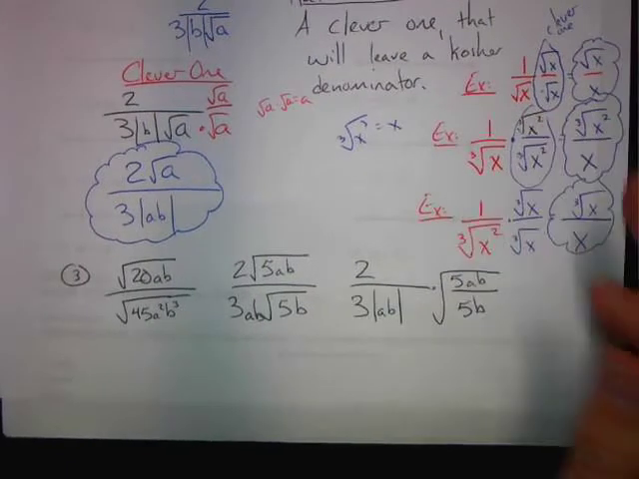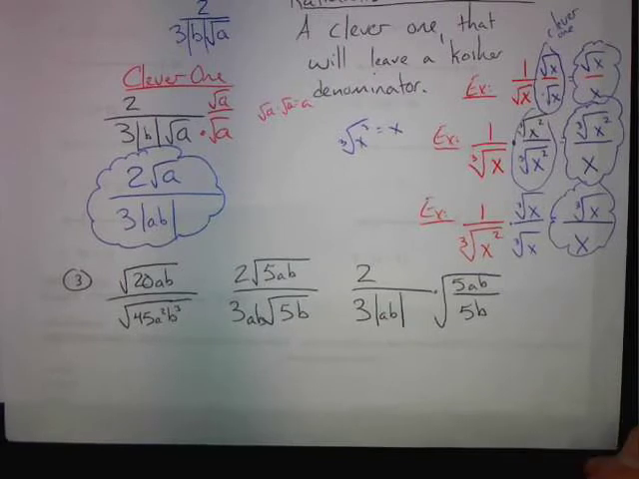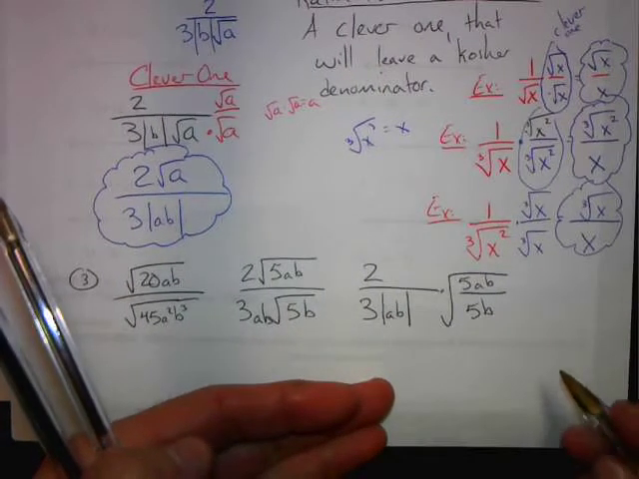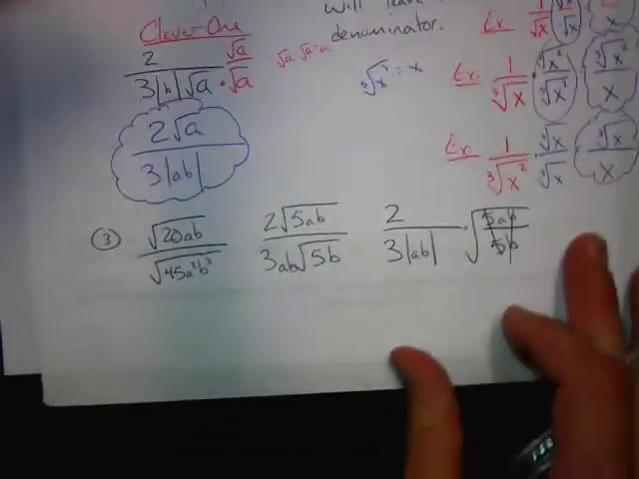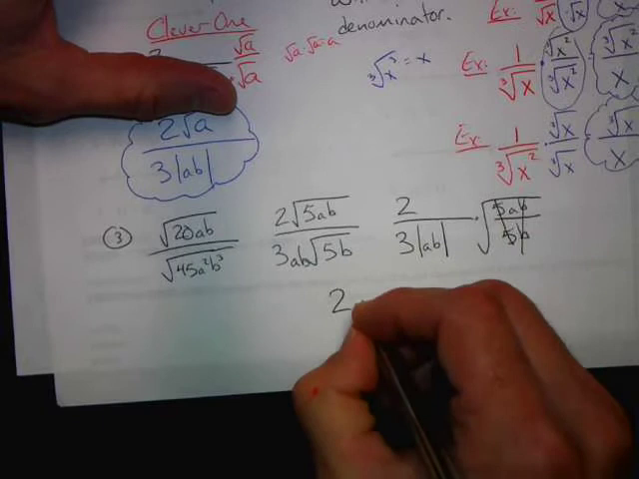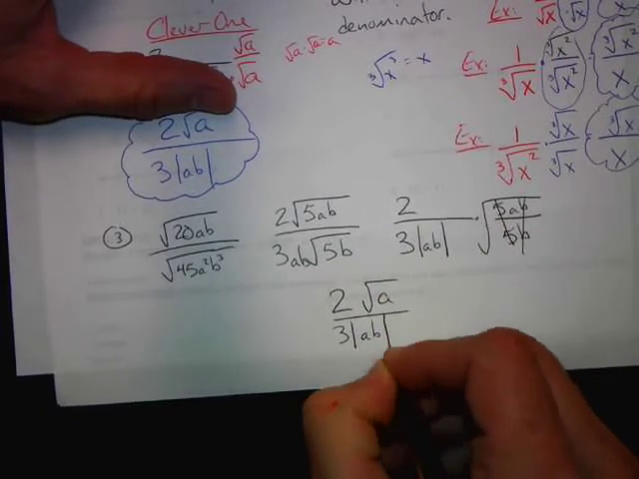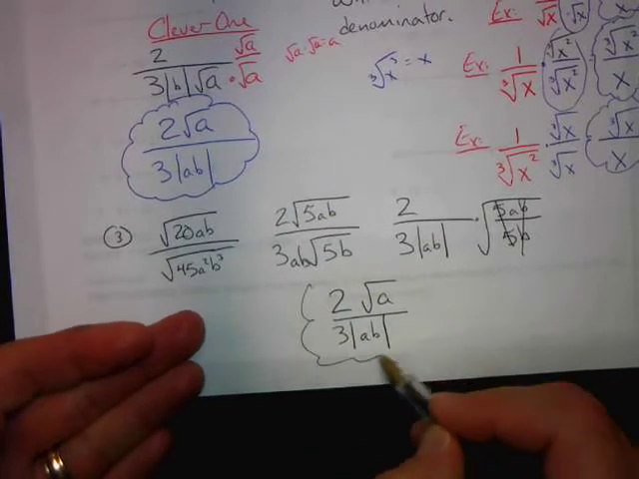I'm going to know when to hold them, know when to fold them. And now this time I'm going to take that rule and go back the other way. Now I can simplify what's inside here. Check this out. And what am I left with? 2 times the square root of a in the numerator over 3 times the absolute value of ab in the denominator.